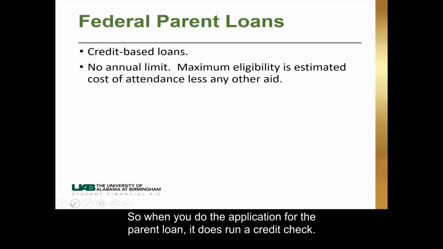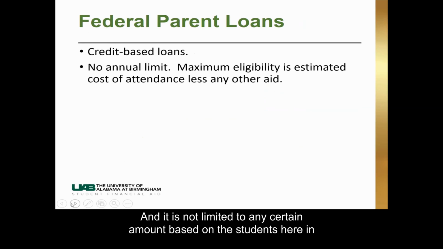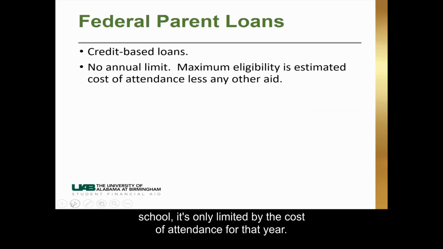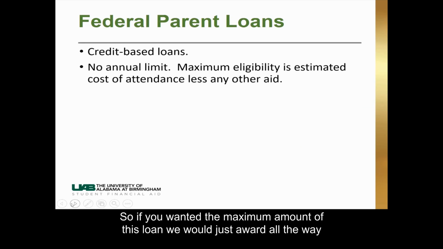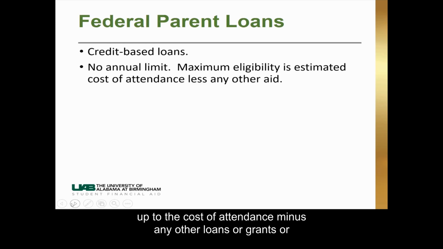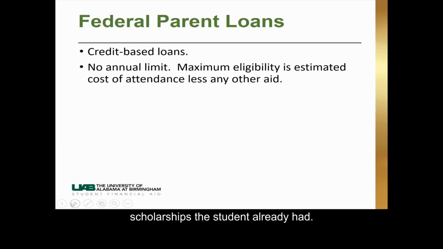So when you do the application for the parent loan, it does run a credit check, and it is not limited to any certain amount based on the student's year in school. It's only limited by the cost of attendance for that year. If you wanted the maximum amount of this loan, we would just award all the way up to the cost of attendance, minus any other loans or grants or scholarships the student already had.